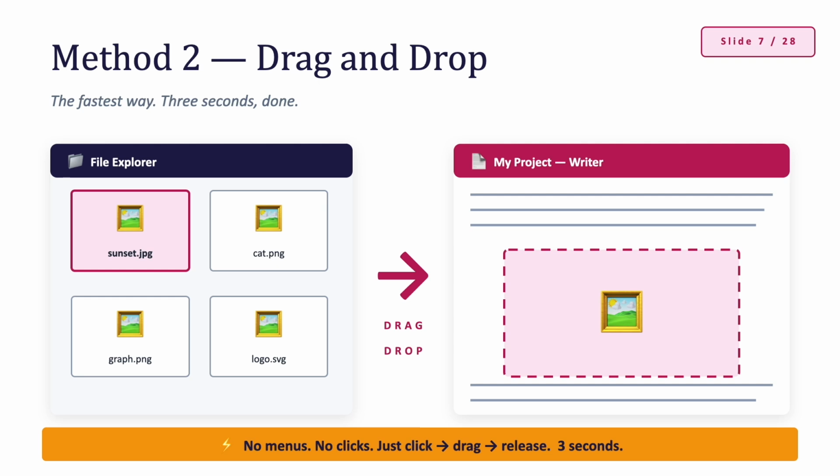Method 2 is perfect for those who love to drag and drop. Just open the folder where your image is stored, click and hold the image with your mouse, then drag it into your Writer document and release. It's like the image is being thrown right into place.